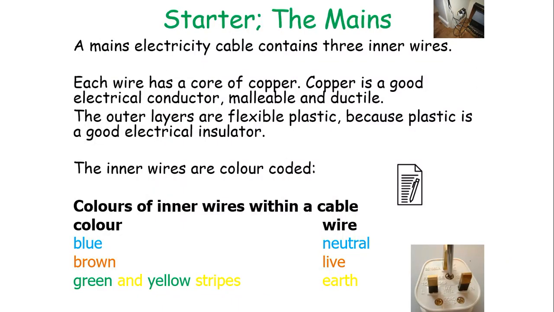Now, let's just clarify what we've learned so far. A mains electrical cable contains 3 inner wires. Each wire has a core of copper. Copper is a good electrical conductor. It's malleable and it's ductile. The outer layers are a flexible plastic because plastic's a good electrical insulator, and we color code the insulation, with the blue insulation representing the neutral wire, the brown insulation representing the live wire, and the green and yellow striped insulation representing the earth or the ground wire.